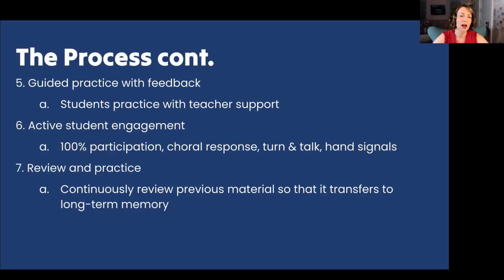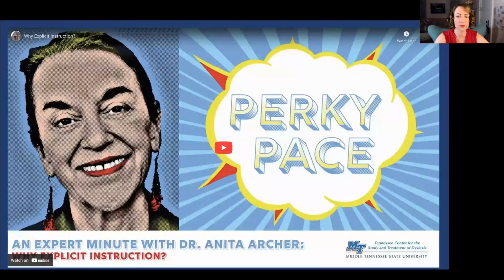And I mentioned before we want active student engagement. So we want that 100% participation. So whether it's hand signals, choral responses, turn and talks, we want all of those things happening. And then a continuous review. If this is really important, we're going to come back to it. We're going to review it maybe every other week, or we're doing a lot of writing throughout the year, throughout the semester. We're practicing these skills over and over again.